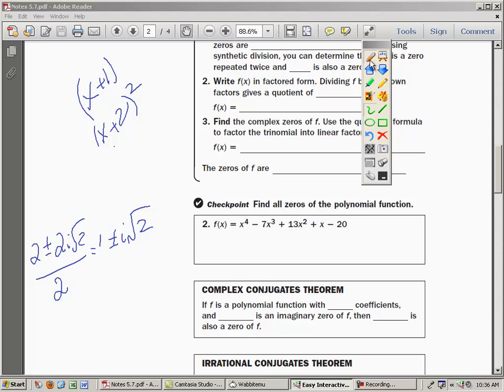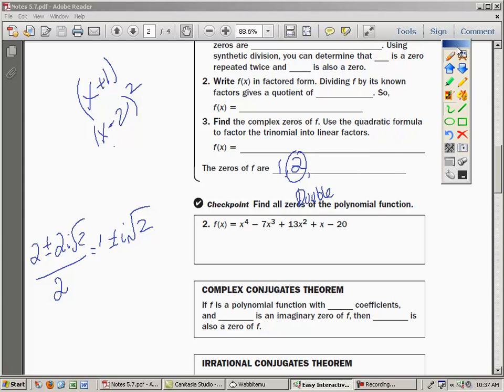So as a result of all of that, then, we get that we have zeros at 1, a double root at positive 2, all right, a double root at positive 2, and I'll put double down here.